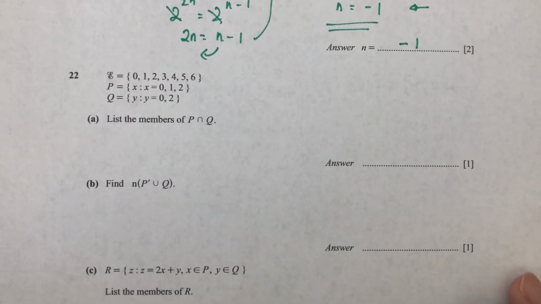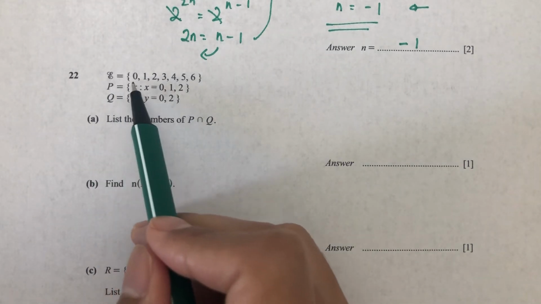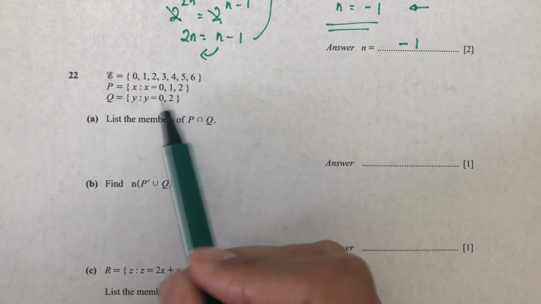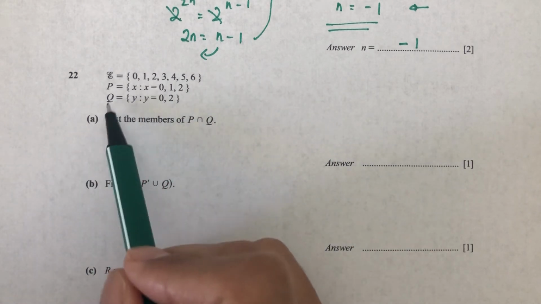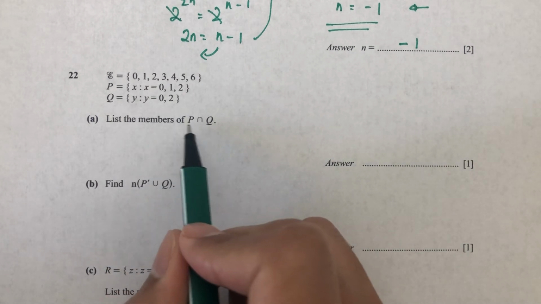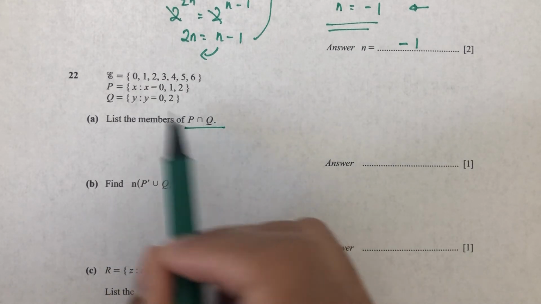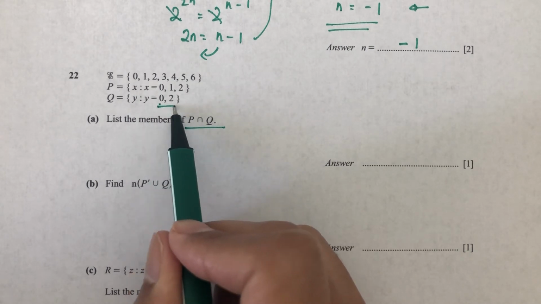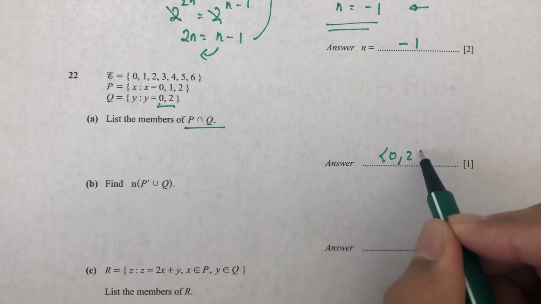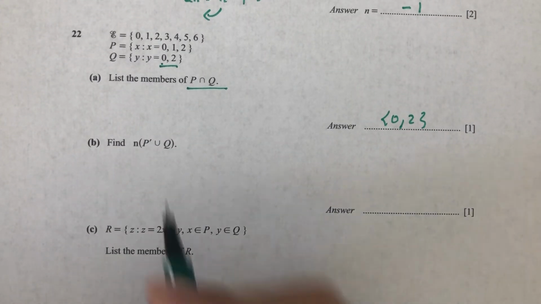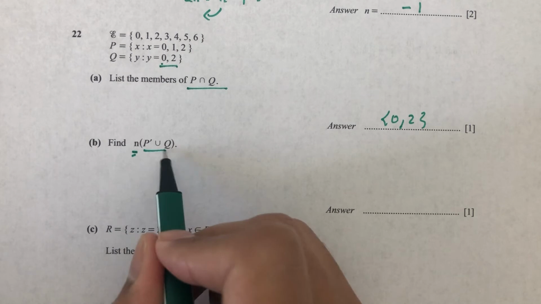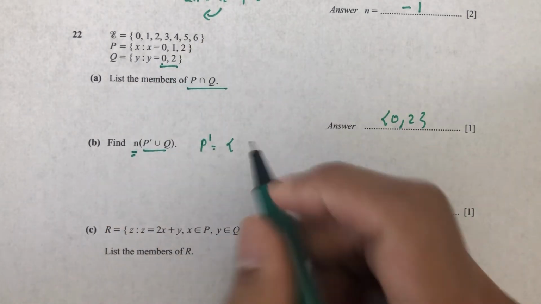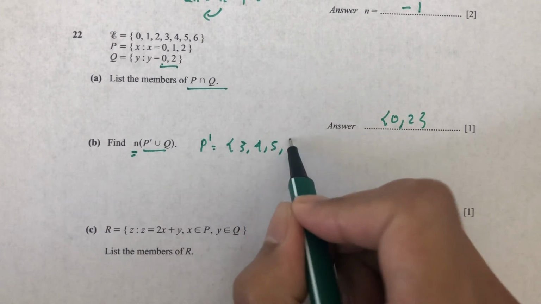That will be your answer for part B. Now moving on to question number 22. The universal set is 0, 1, 2, 3, 4, 5, 6. Now we have P as the set of 0, 1, 2. Q is the set of 0, 2. List the members of P and Q. So everything which is common in those two sets. So we see 2 and 0 are common. So the set is 0 and 2. So now part B, find the number of elements in this set. What is P dash? Everything which is not in P, which is 3, 4, 5, 6.